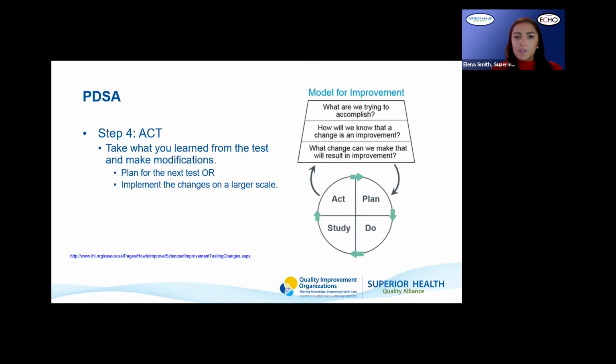So that model for improvement is shown right over here on the right. It looks at what are we trying to accomplish. These are those questions that we asked in that plan stage. How will we know that a change is an improvement, and what change can we make that will result in an improvement? And this infographic shows you that the Plan, Do, Study, Act cycle can go on and on until you perfect things.